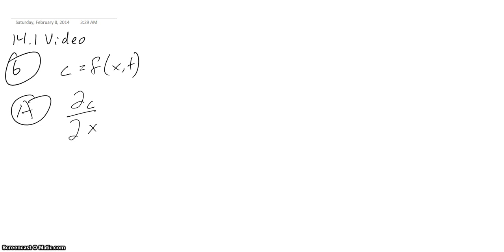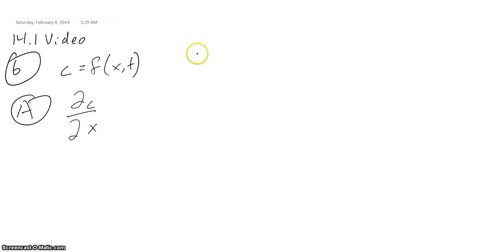Alright, this is number 6 in section 14.1, and the question is: a drug is injected into a patient's blood vessel. The function C equals F of x comma t represents the concentration of the drug at distance x millimeters in the direction of blood flow measured from the point of injection and at time t seconds since the injection. What are the units of the following derivatives? What are the practical interpretations? And what do you expect the signs to be?